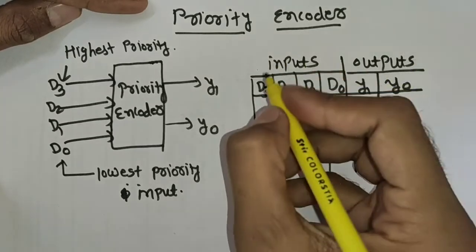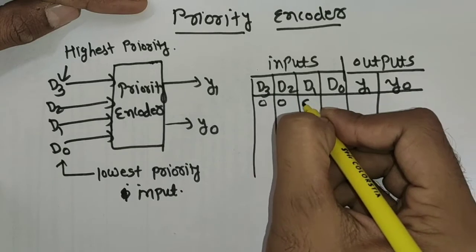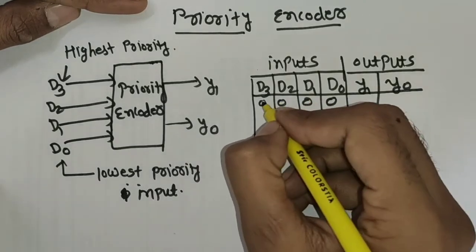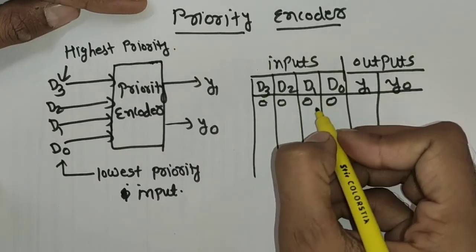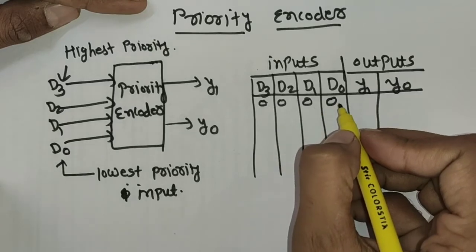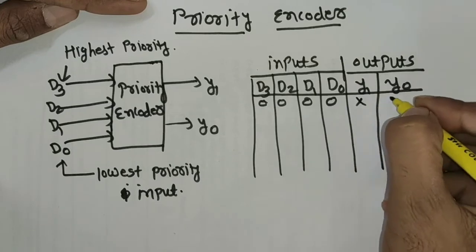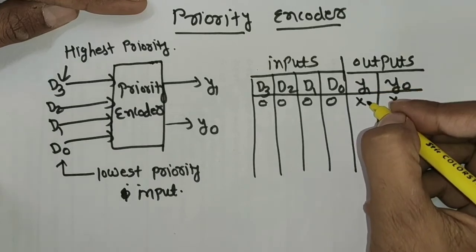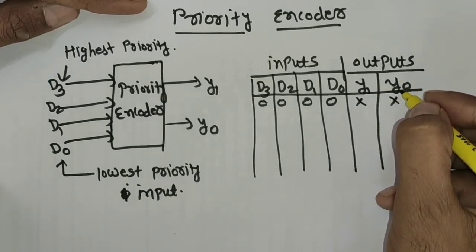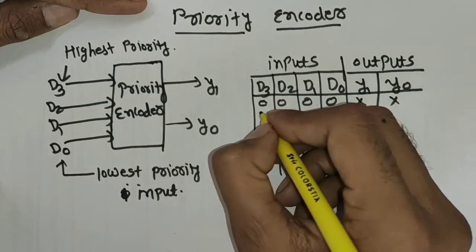Suppose first we apply all zero inputs. So the value of each and every input is equal, so we cannot predict the output Y1 and Y0. So we have to consider it as don't care. Either Y1 is 0 or 1, and in a similar way Y0 is also either 0 or 1.